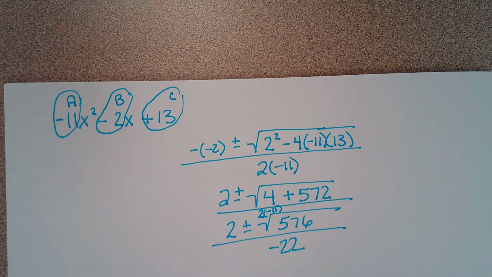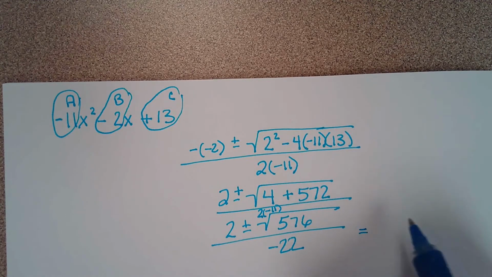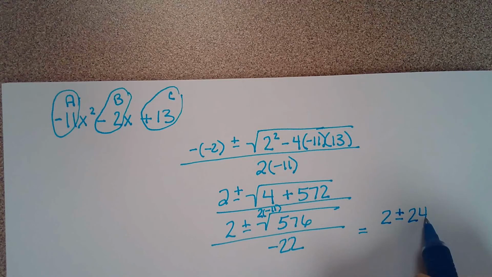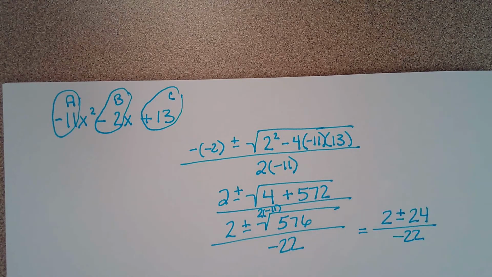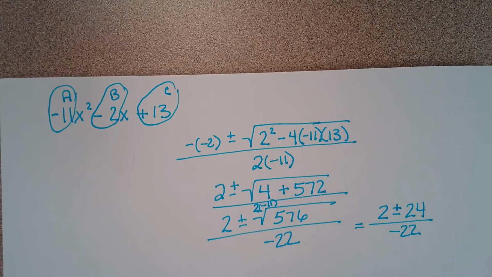24. So this turns out to be a nice positive number. So 2 plus or minus 24 over negative 22. In other words, what I'm saying is this number could have been factored. You could have done this one. It'd have ugly fractions, but you could have done this one. This one would have worked.